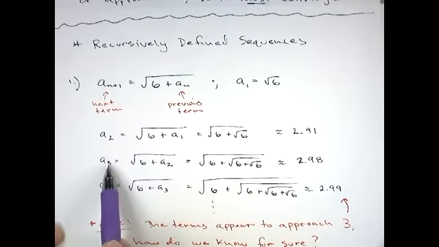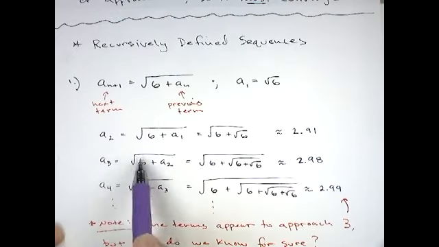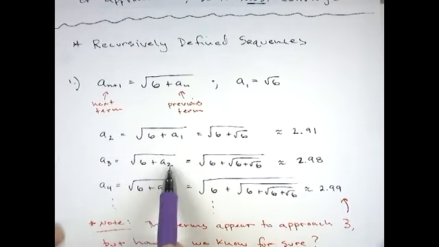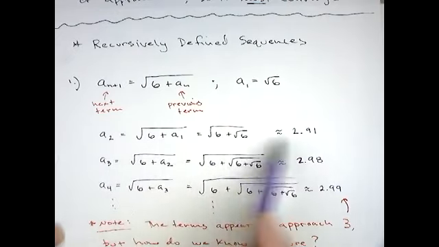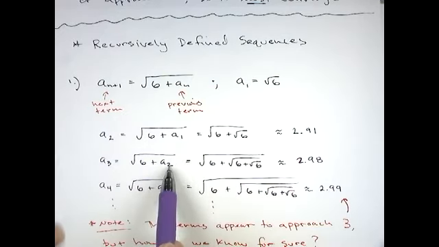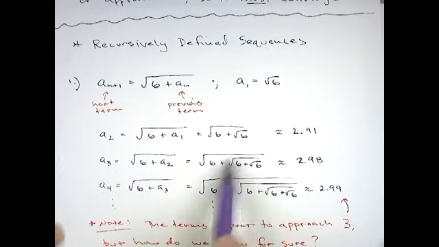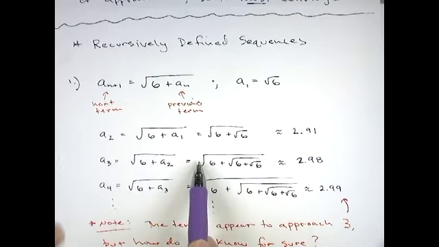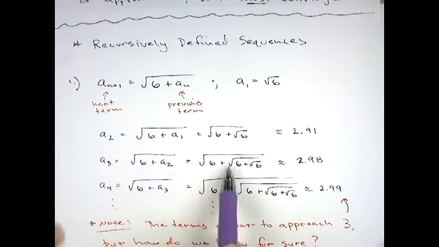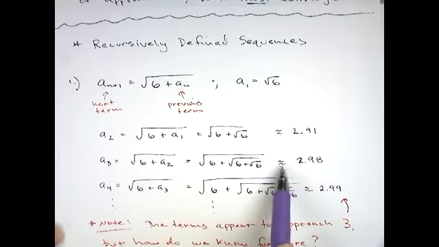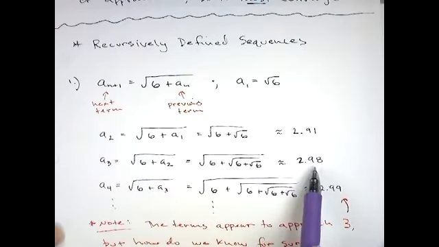If I want to know what a sub 3 is, that's the next term after a sub 2, so I'm going to put in a sub 2. I'm going to put this answer in right here, the square root of 6 plus a sub 2, so that went in right there. And you get the square root of 6 plus root 6 plus root 6. If you work that out on a calculator, you get about 2.98.